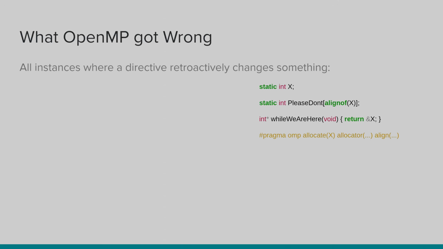And there's not only that, there are other examples. This is just one of them. So anything that retroactively changes something is a bad idea. It can be implemented, but it's usually a hassle, and I'm not really sure we would do that.